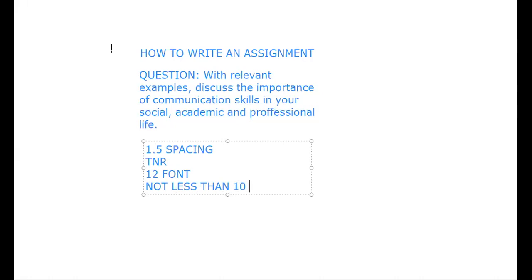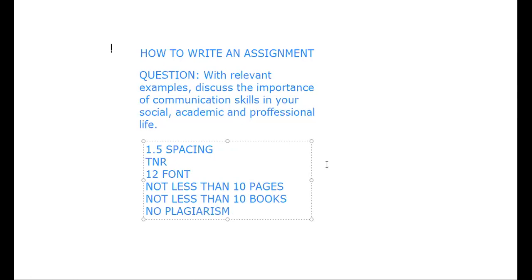Ten pages. Then they'll tell you, not less than 10 books. No plagiarism. They'll put all this stuff, and all that stuff.